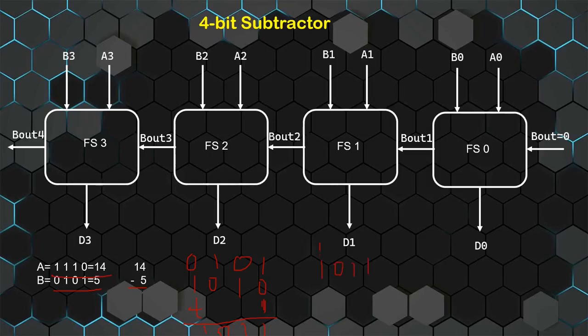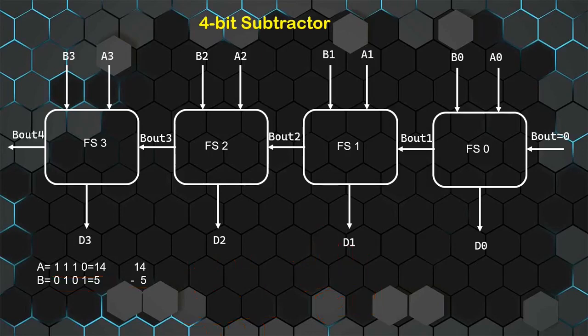Then we have to add it with 14 binary representation, that is 1110 plus 1011. So 1 plus 1 is 2, so here 0 and 1 carry. 1 plus 1 here 0, 1 carry. Here 2, 0 plus 1, 1 carry 1. In subtraction we will not be considering this carry. So what is 14 minus 5? It is 9. What is the binary representation of 9? It is 1001.